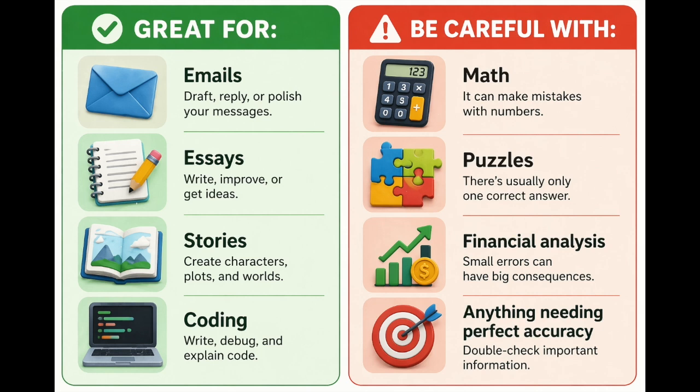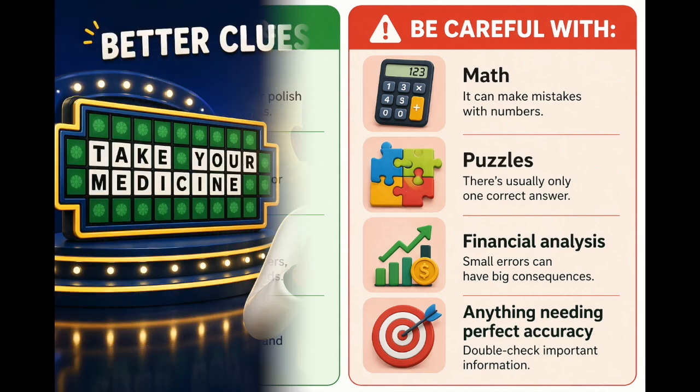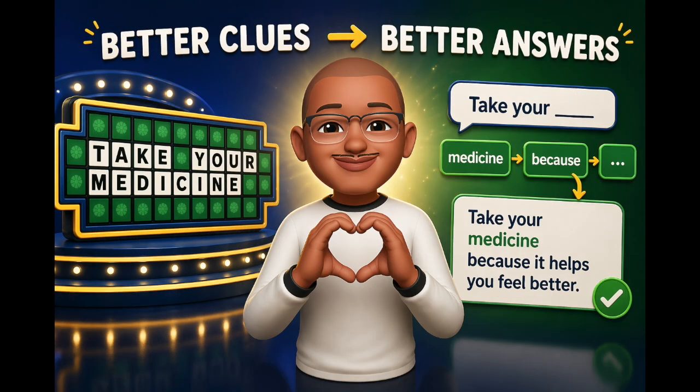So to use AI well, use it for things where good guesses are helpful. And be careful when the answer needs to be exactly right. AI isn't magic. It's a really good word guesser. And now you know how to give it better clues.